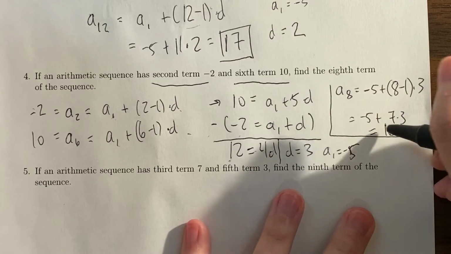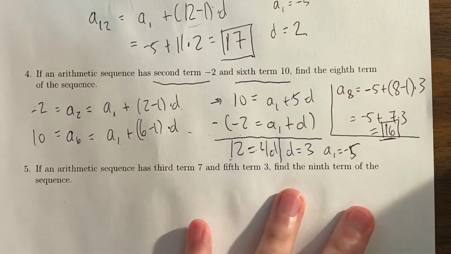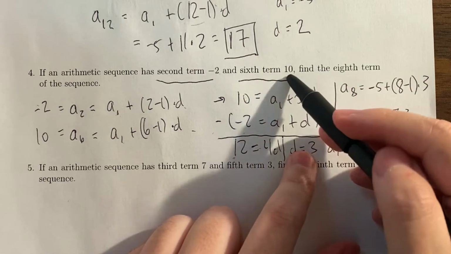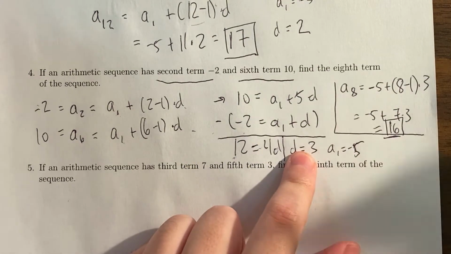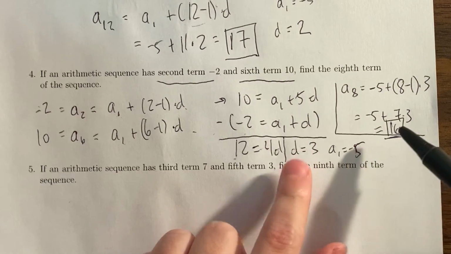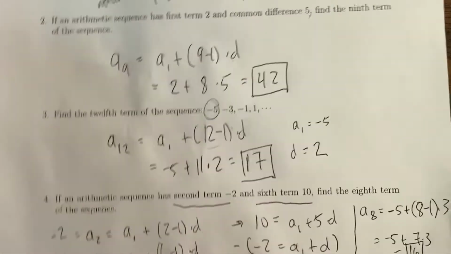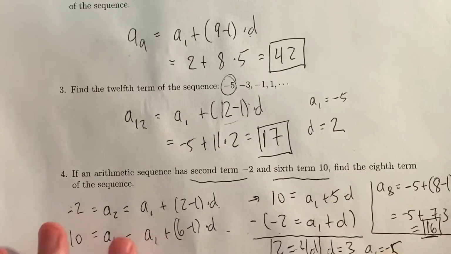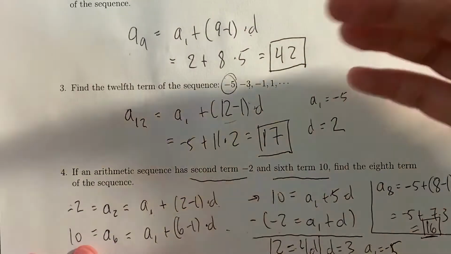I believe that's 16, and we are good to go. So that is going to be our answer. Makes sense. You take the 6th term and you add 3 to find the 7th term. You add 3 to find the 8th term. So that's going to be 16. So again, a pretty involved question compared to the previous question, but we made this harder question as easy as the previous question.